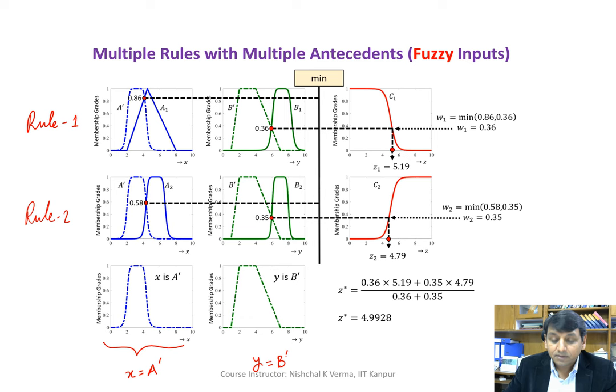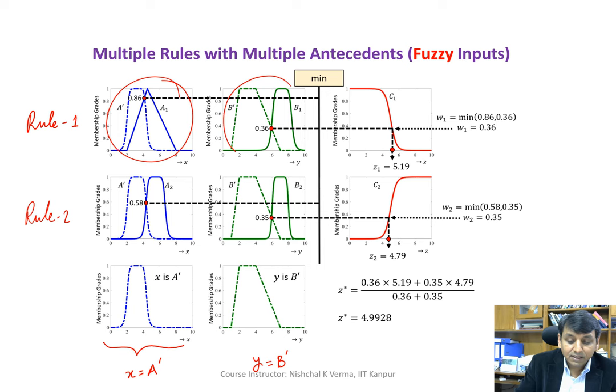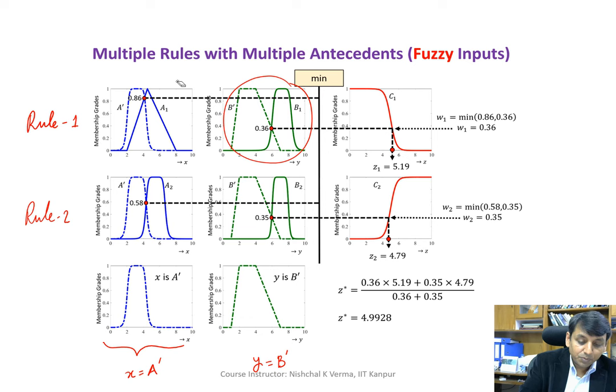So X is equal to A dash, Y is equal to B dash, when it applies to the first rule. So as we have already done, we superimpose these two fuzzy values on the fuzzy sets that are already present in the antecedents A1 and B1 respectively. So here this is the antecedent for X, this is the antecedent for Y. So we superimpose A dash with A1, and we superimpose B dash with B1. A dash is known, A1 is known, B dash is known, B1 is known. All the fuzzy values are known.